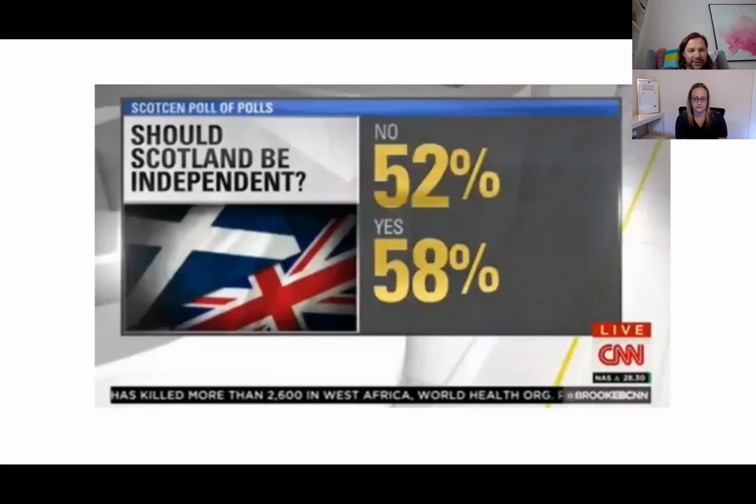And then this one, should Scotland be independent? 110% of people say either yes or no. So that's the only takeaway I can get from that.